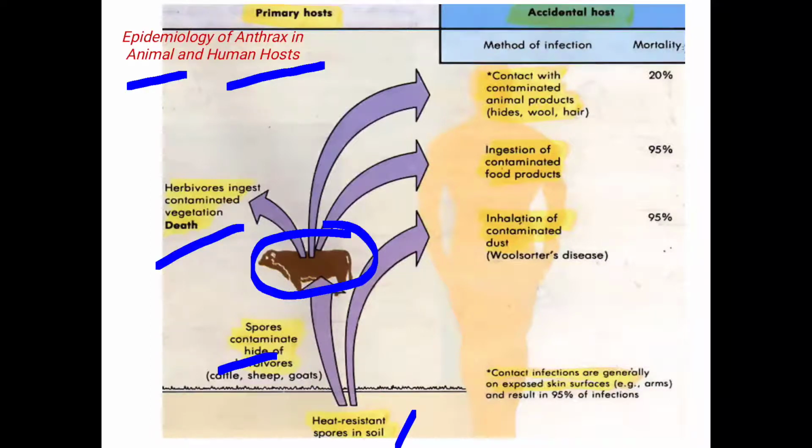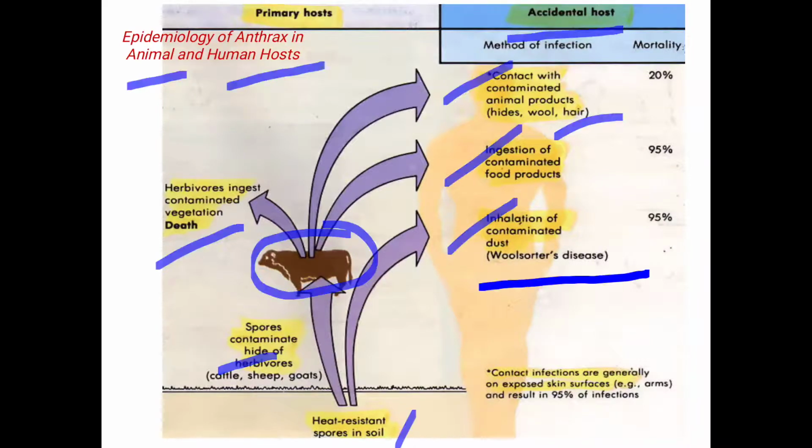Then in the case of an accidental host like a human being, the mode of infection is via contact with contaminated animal products, hides, wool, hair, or by ingestion of contaminated food product or by inhalation of contaminated dust. That's why it is called wool sorter's disease, in which humans who are working in the wool sorting industry are at high risk of getting the disease.